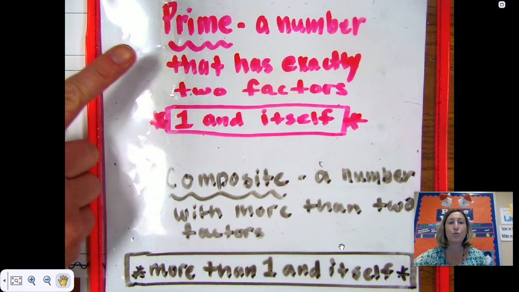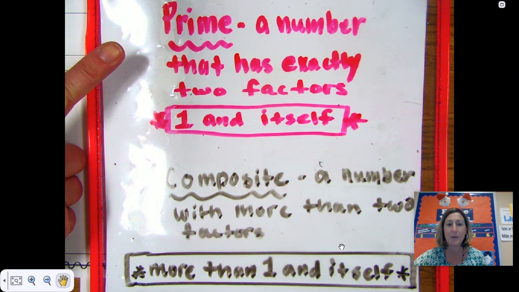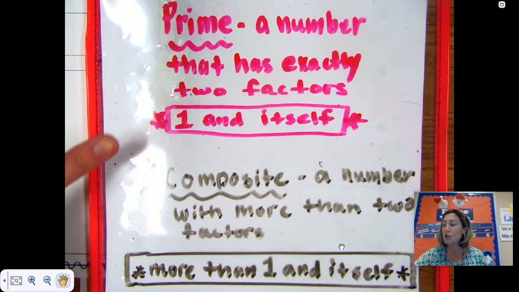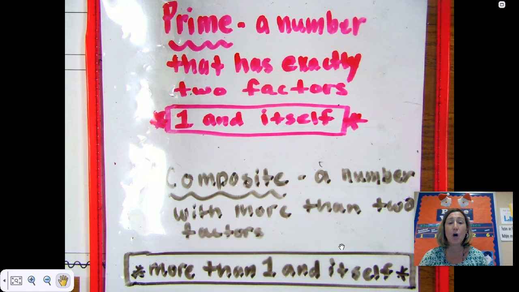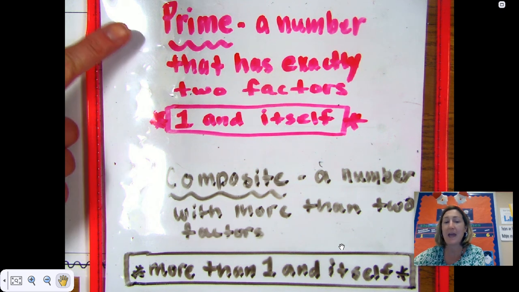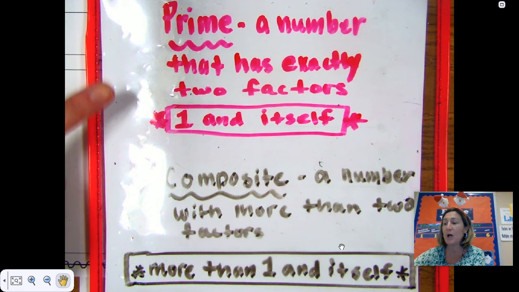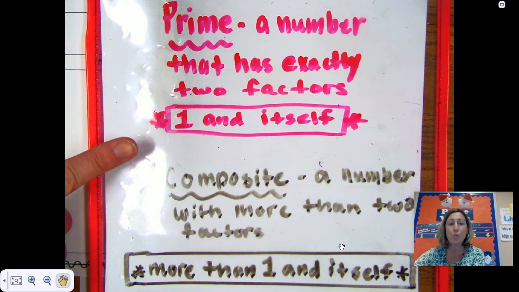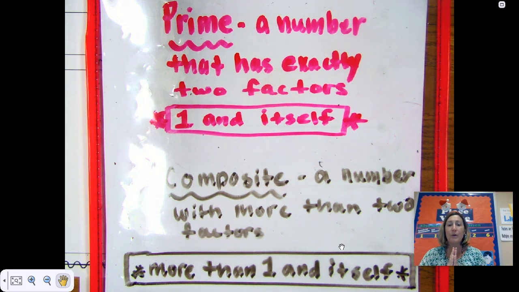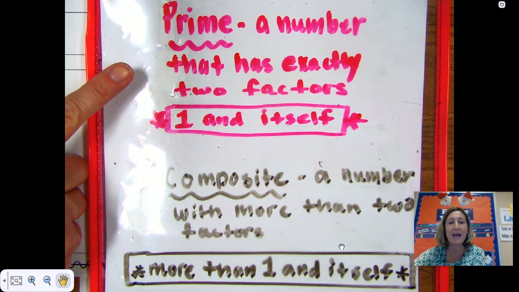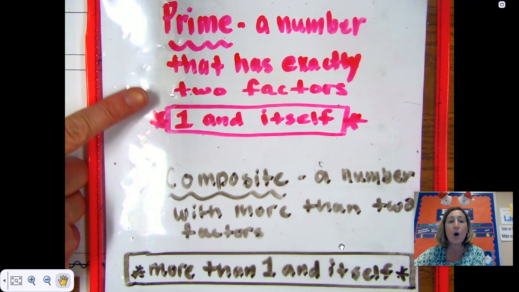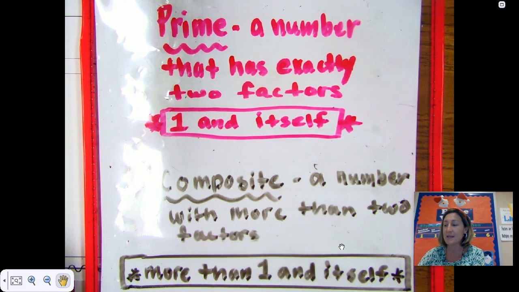So let's take a look at the definition of a prime number. A prime number is a number that has exactly two factors: one and itself. The only way you can make a prime number is by multiplying the number and one, and that's it. We said P for prime, one and itself, that's it.